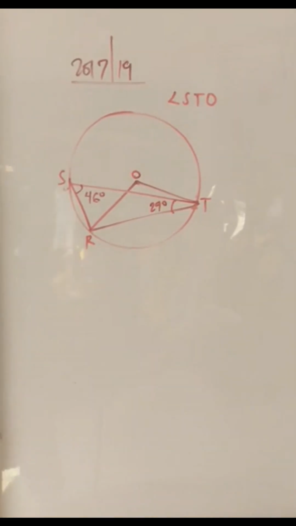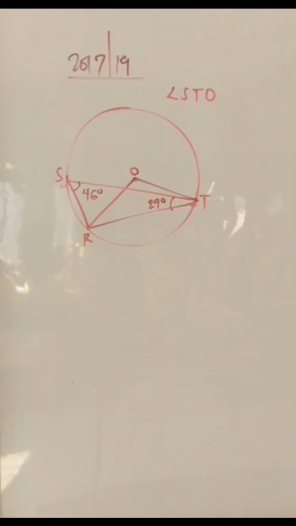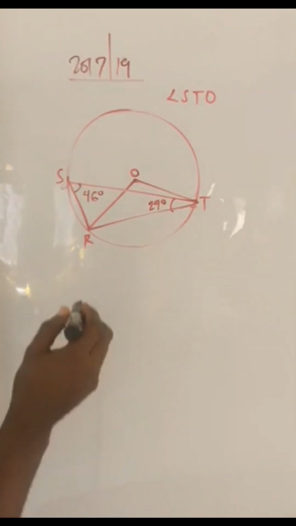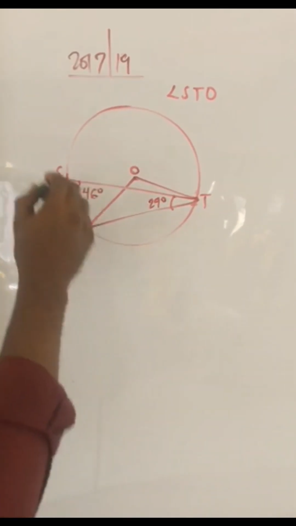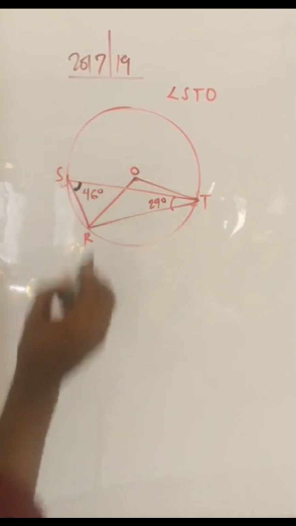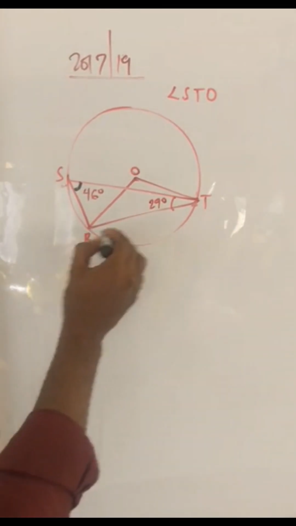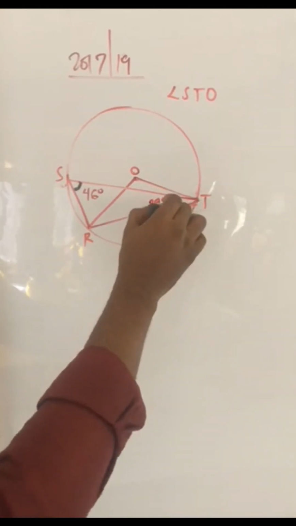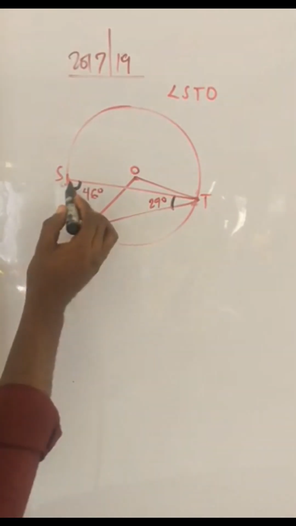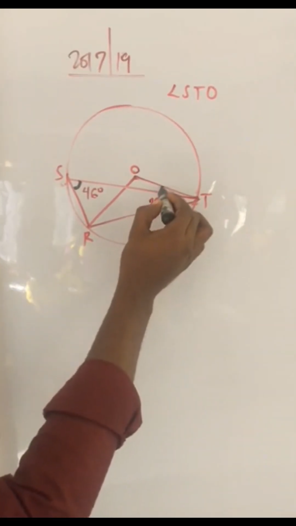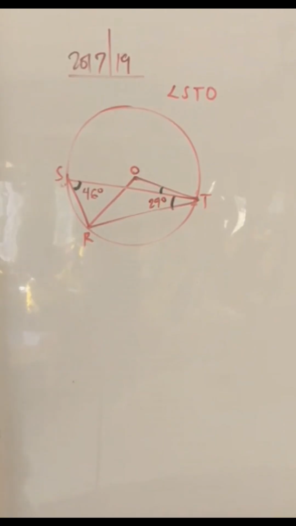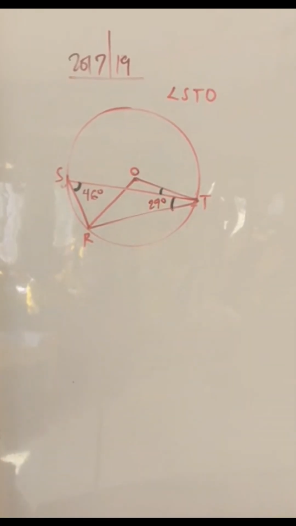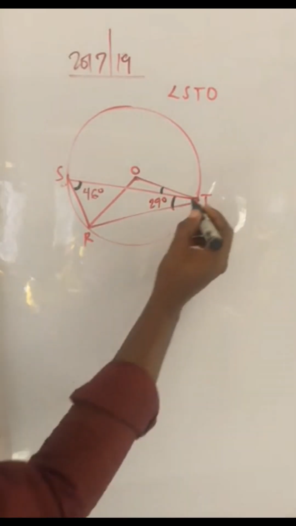We have this question from 2017, question 19. We are given two angles. We are given angle TSR, or RST, to be 46 and angle RTS to be 29. We are looking for angle STO. This small angle, we are looking for it. So this is very simple, unless you are not that observant.